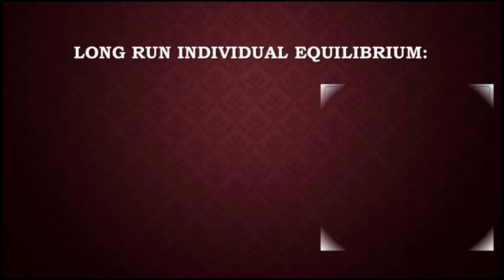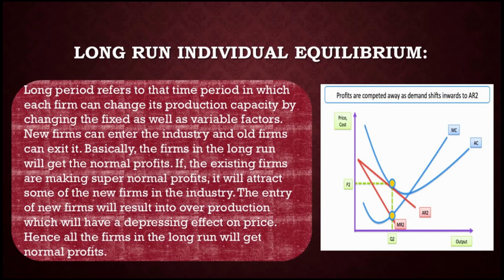And similarly, in the case of the long period, in which each firm can change its production capacity by changing the fixed as well as the variable factors, new firms can enter the industry and old firms can exit it. Basically, the firms in the long run will get normal profits, that means zero economic profit. If the existing firms are making supernormal profits, it will attract new firms into the industry. The entry of new firms will result in overproduction, which will have a depressing effect on the price, and therefore all the firms in the long run will get zero economic profit, just like a perfectly competitive market.